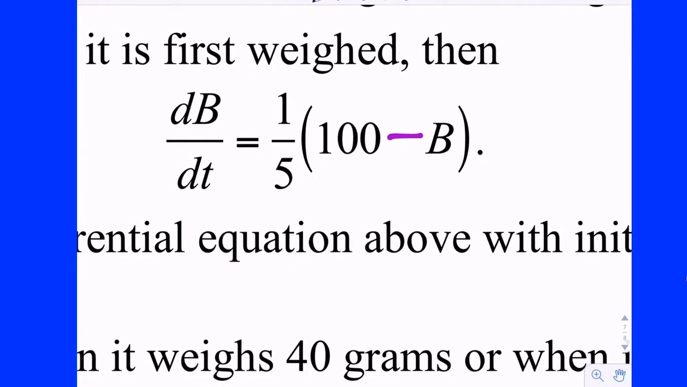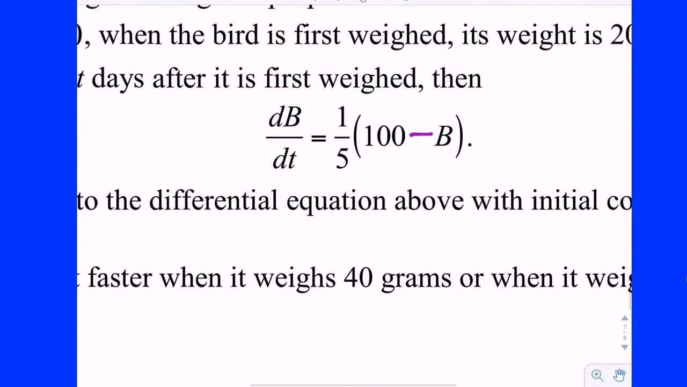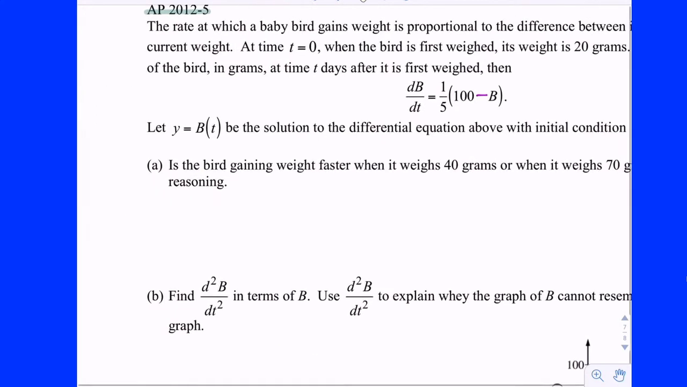Purely exponential growth or decay would be dB/dt equals k times b. This is not that. This is 1/5 times (100 minus b). So it's not purely going to be exponential growth or decay. It could be modified exponential, though. All right, let's just keep moving.